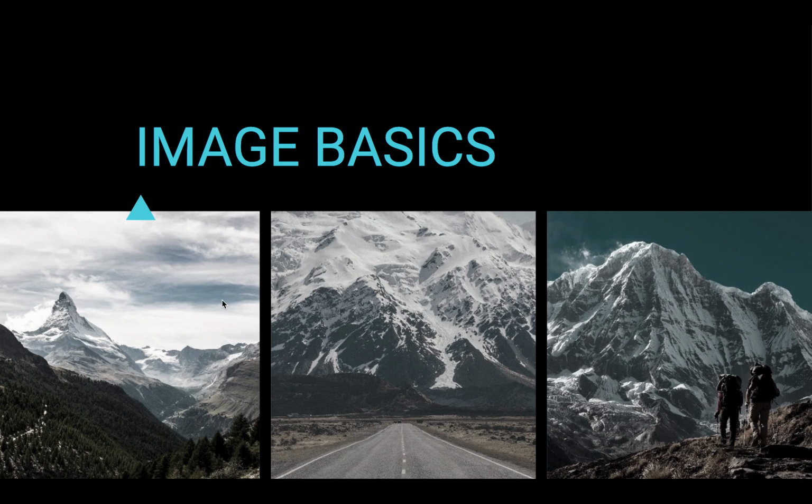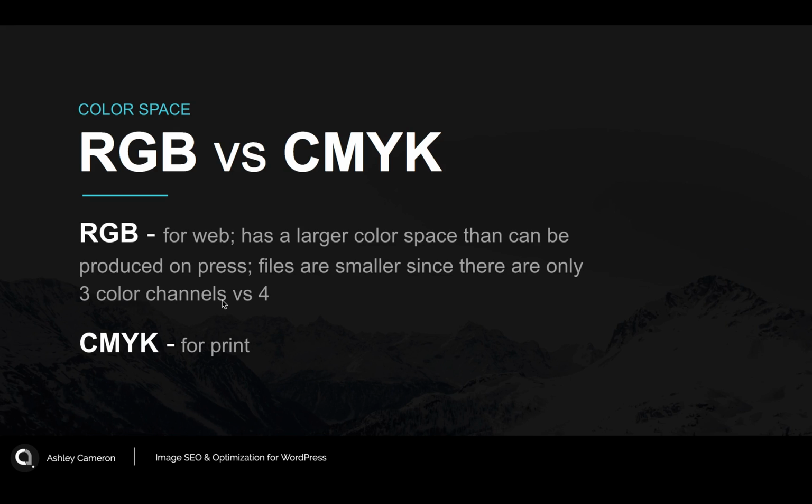Let's start with some of the image basics. For your image color space, we want to use RGB, which is for web. It has a larger color space. You may have noticed that RGB files look a little more vibrant than CMYK, and there's only 3 channels versus 4, which helps create a smaller file size when you save.